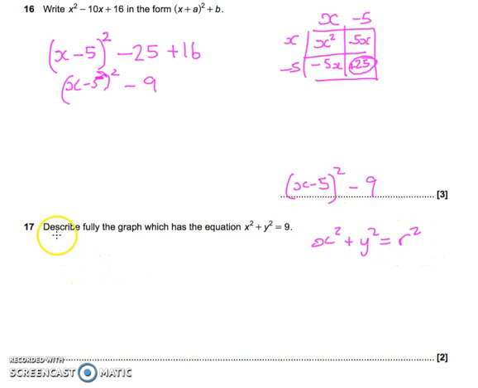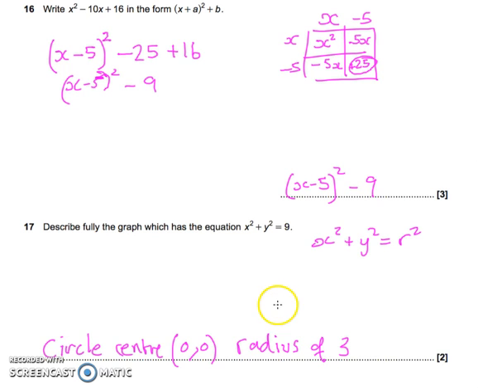So the full description that we would have to write is circle, centre 0, 0, and radius of 3. And that's all the information that we have gleaned from this equation here, written down in words.